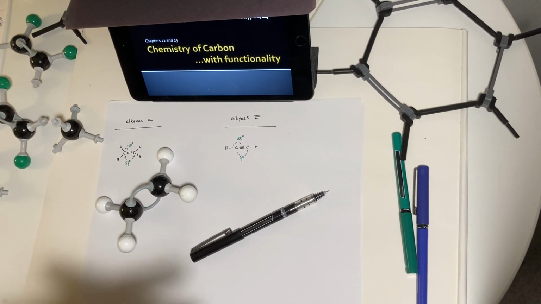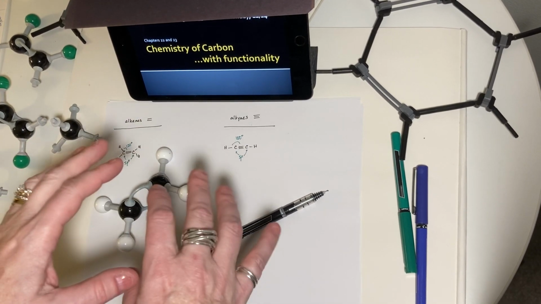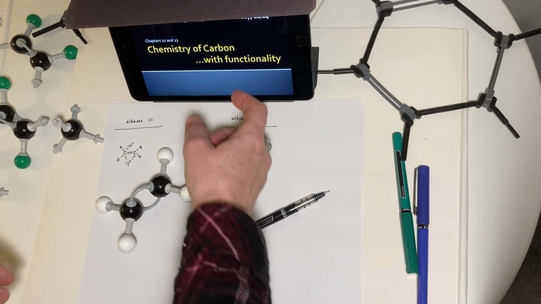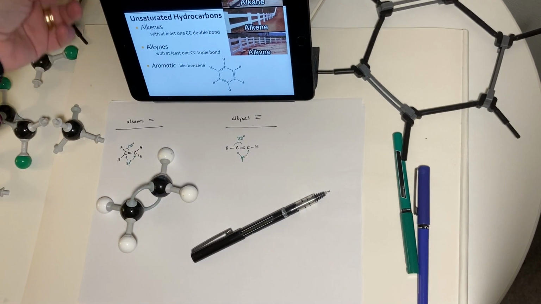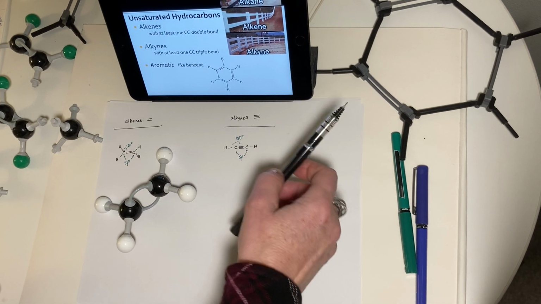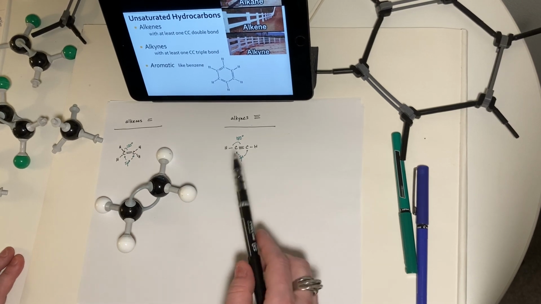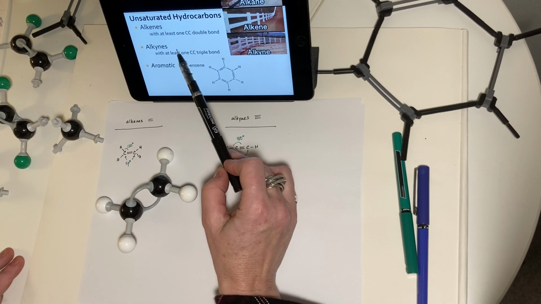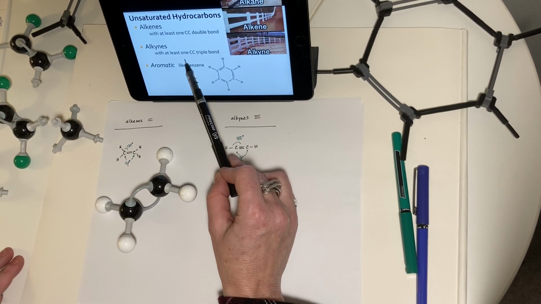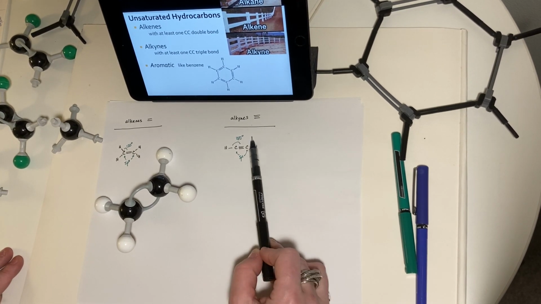So we are working with the chemistry of carbon in chapters 22 and 23. And this time we want to add a little functionality to our alkanes. Last class we talked about the difference between saturated and unsaturated hydrocarbons. The saturated hydrocarbons are called alkanes. But as soon as we introduce at least one double bond, we have an alkene. Or if we have at least one triple bond, then we're in the class of hydrocarbons called the alkynes.